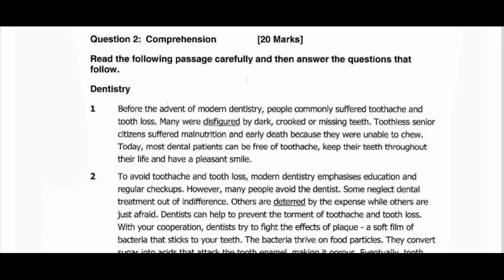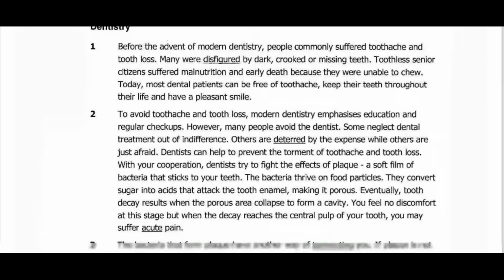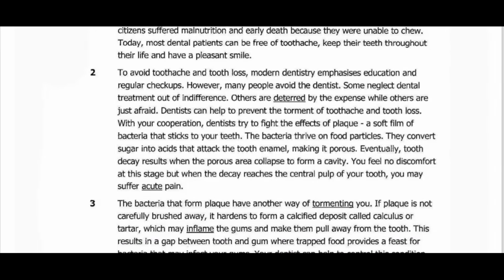Before the advent of modern dentistry, people commonly suffered toothache and tooth loss. Men were disfigured by dark, crooked, or missing teeth. Toothless senior citizens suffered malnutrition and early death because they were unable to chew. Today, most dental patients can be free of toothache, keep their teeth throughout their life, and have a pleasant smile.